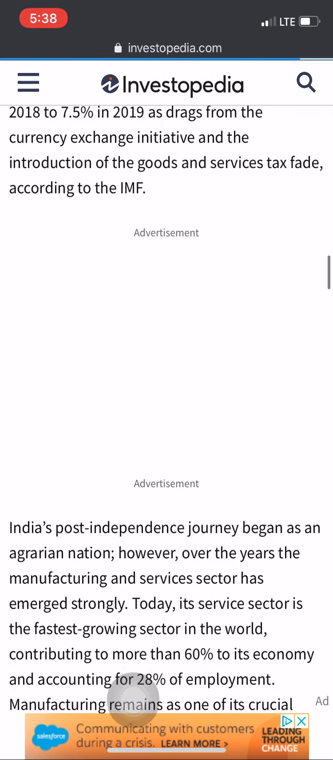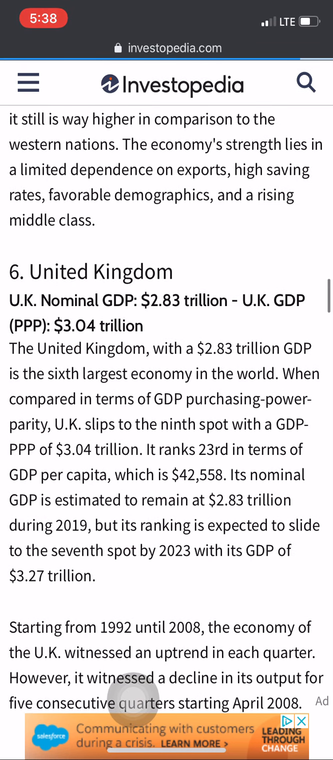Now let's look at some other countries so that you can get an idea of what exactly this nominal and PPP thing is. So now you have the United Kingdom. Now look at this. UK nominal GDP is $2.83 trillion, and PPP GDP is $3.04 trillion. Not that big of a difference, just around $0.14 trillion.